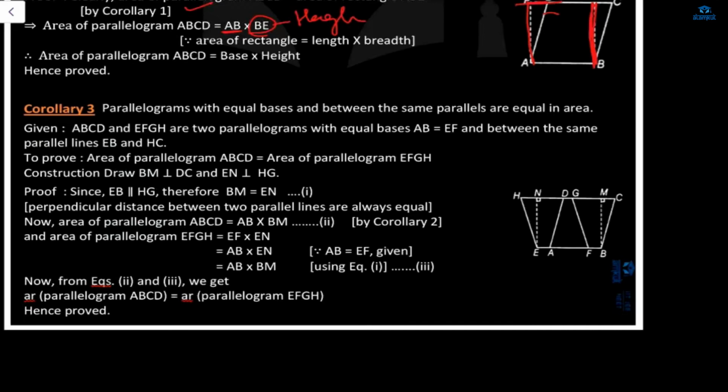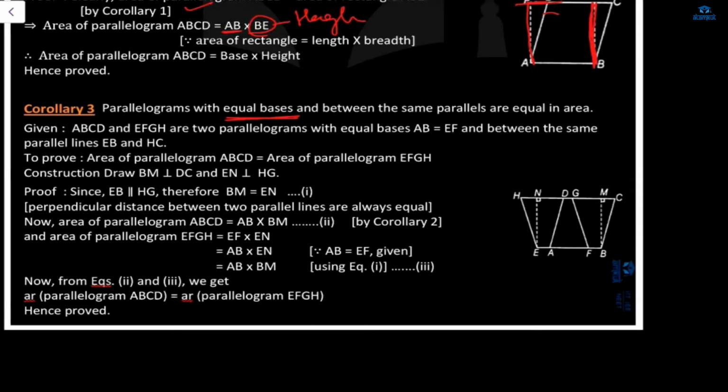Now the bases are not the same, but the bases are equal. Actually, it is something like the same only, because same base and equal bases. We'll see here how we are going to prove that. But the difference is that here the parallelograms have equal bases. It will not be the same. Parallelograms with equal bases between the same parallels are equal in area.